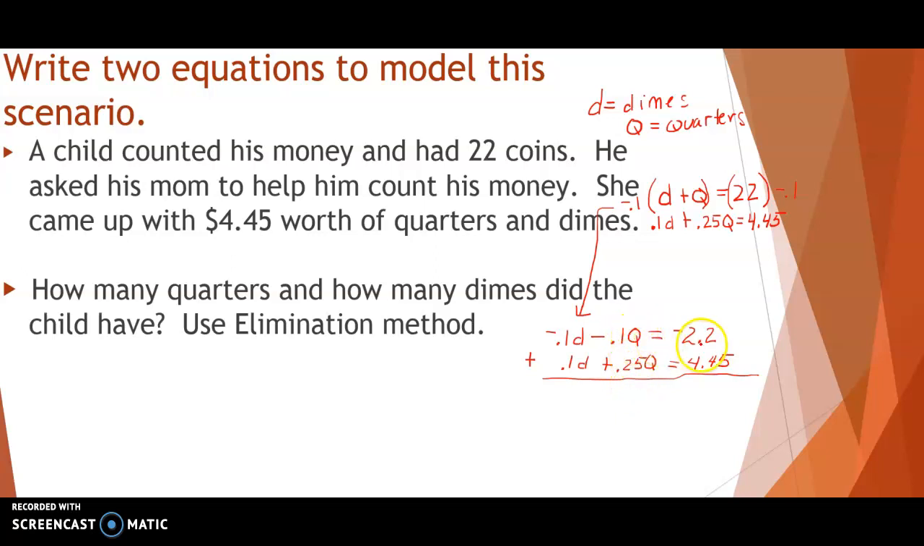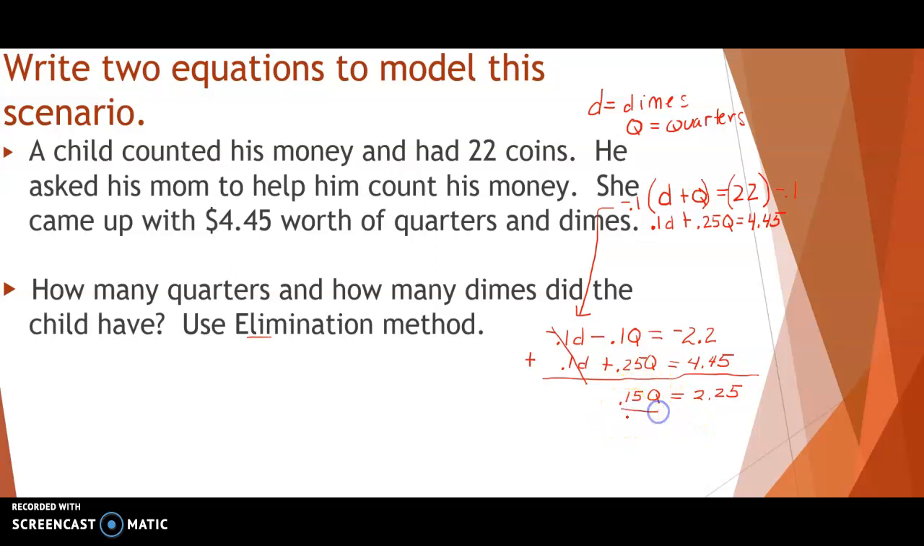It's just represented differently. So I have to add like terms. I add these together and that truly cancels out, so that is my 0. Add these together, so I type in my calculator negative 0.1 plus 0.25 and I get positive 0.15Q. And I add my constant terms together, negative 2.2 plus 4.45 on my calculator gives me 2.25. And why this is called the elimination method is because I have eliminated the D from my equation. All I have left is a Q, and it's pretty easy to solve from here.